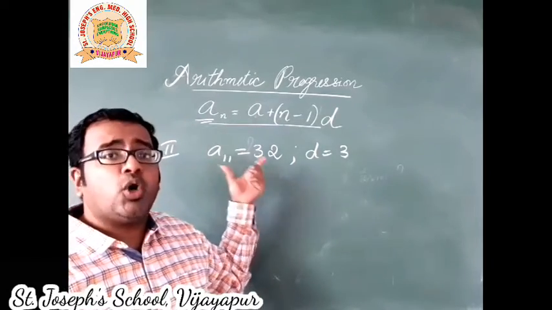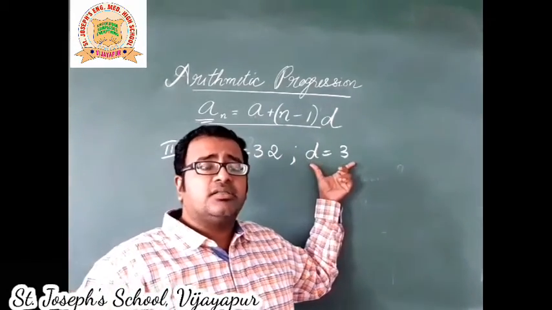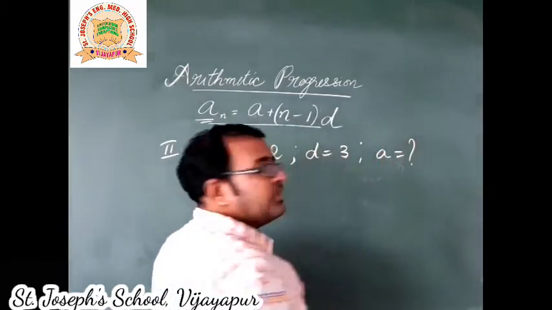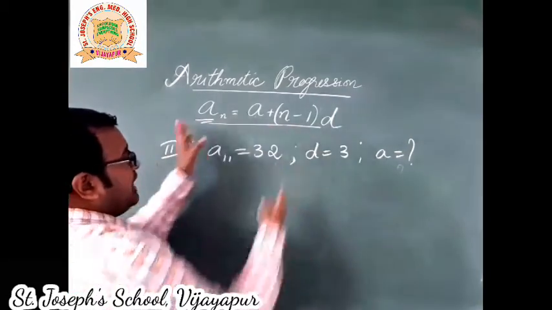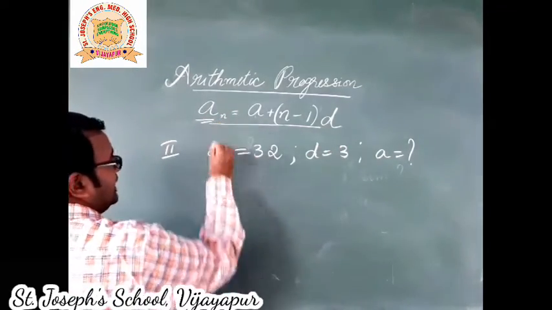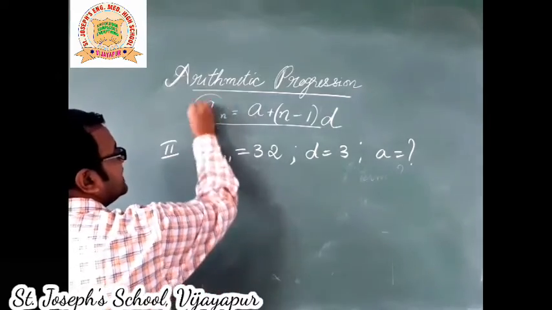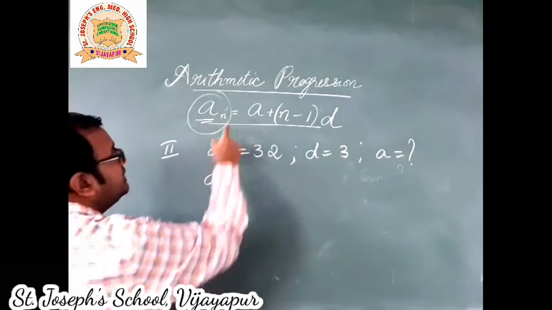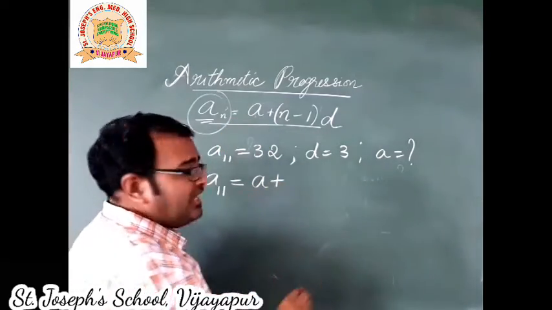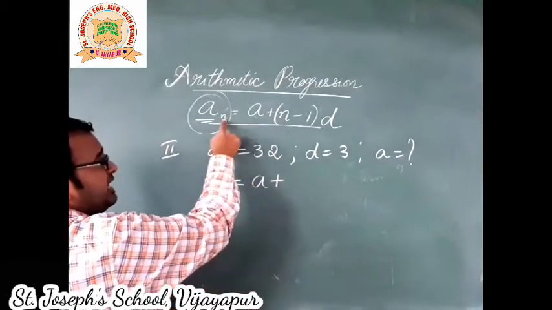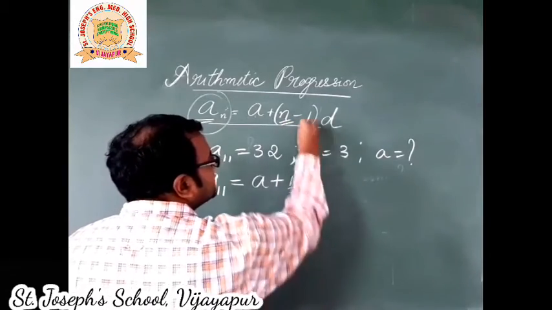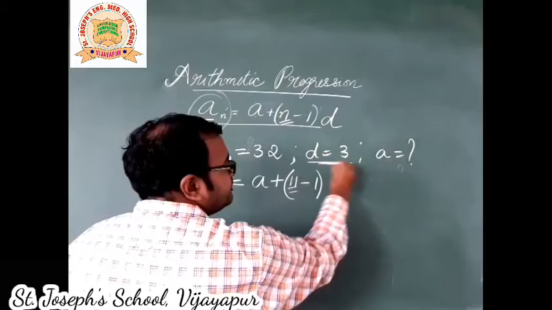So, given A11, or the 11th term, is 32 and the common difference is 3, find A. A is the question mark. How to solve this? Same equation again. I take the same formula and substitute all the known quantities. An becomes A11, this n is replaced with 11, is equal to, be careful here, A we don't know, A remains as A. Can you see n is replaced with 11, so 11 minus 1 into d, which is 3.